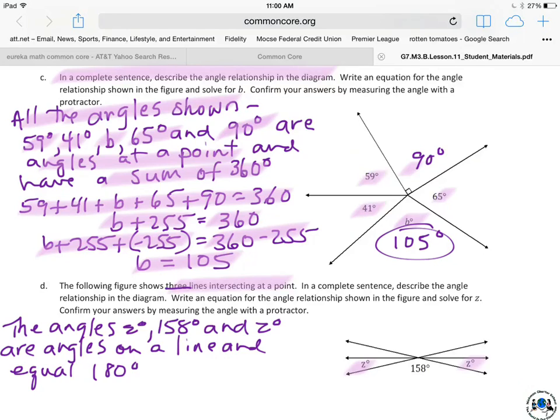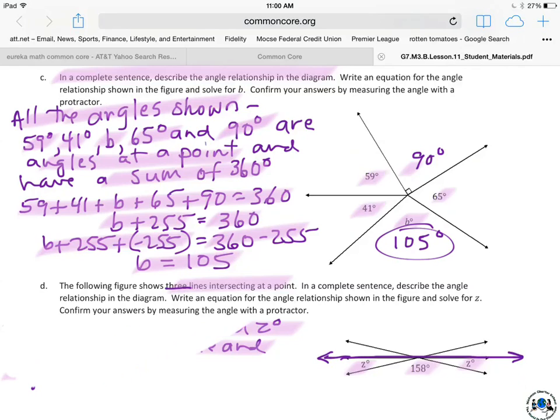Okay, so I saw that the angles Z, 158, and Z, we know those two are going to be the same, are angles on a line and equal 180. That's what I went by because I saw the line right here. Looking at that line, I saw that those are all angles on a line. They're going to equal 180. So I'm going with that relationship to help me solve. I'll erase all this, and I'll be back with my solution equation and solution.